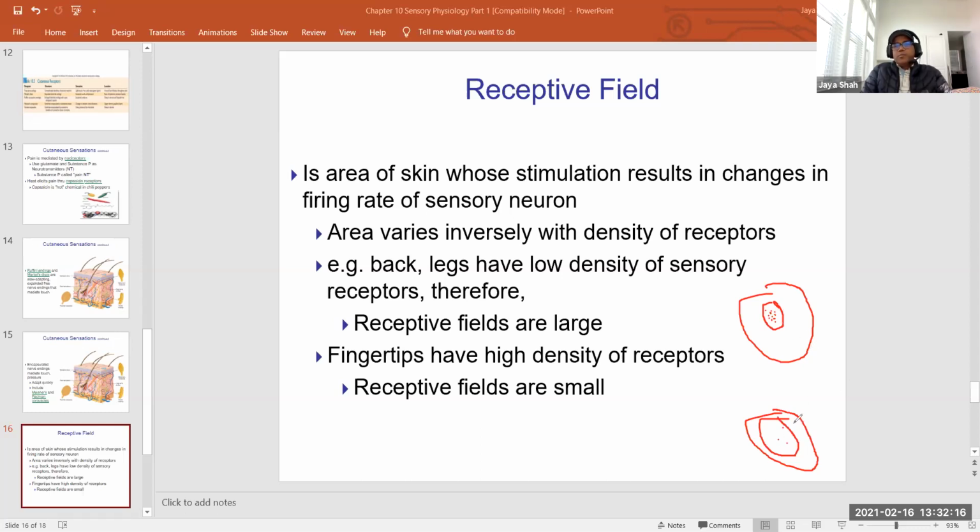And the distance between, so let's see, distance between this adjacent receptor here, adjacent receptor here, and adjacent receptor here. You can see the distance is very low. And these distances are the receptive field. Are you following me? So smaller the receptive field, larger the density, more sensitive the area. Smaller the density, larger the receptive field, less sensitive the area. Okay.